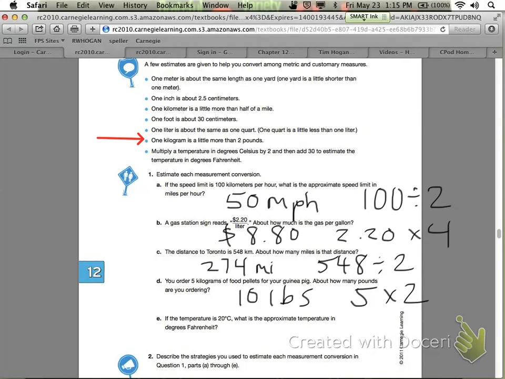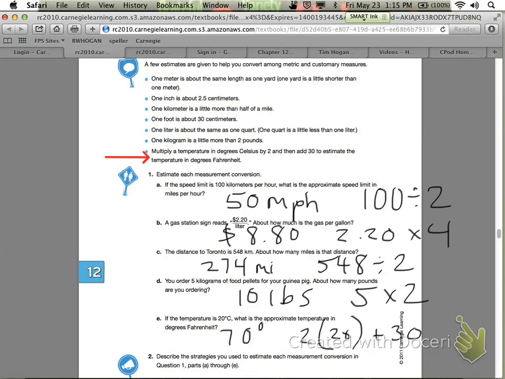For letter D, you are ordering 5 kilograms of food pellets for your guinea pig. About how many pounds are you ordering? If you look at the second to last bullet point, 1 kilogram is just a little more than 2 pounds, so 5 times 2 would give you about 10 pounds.